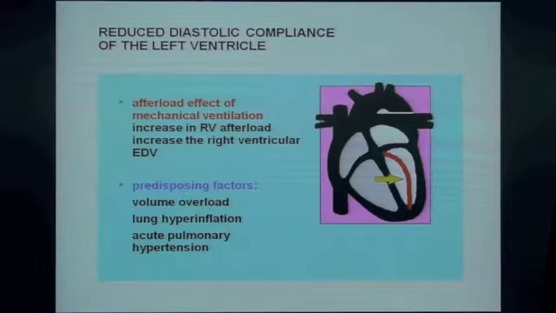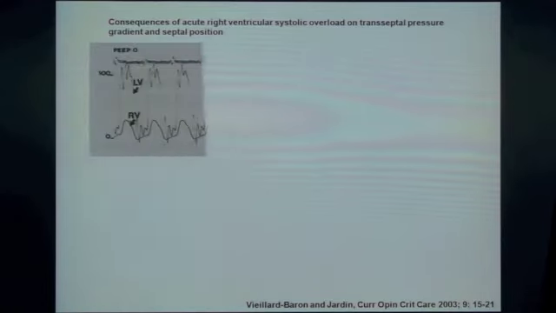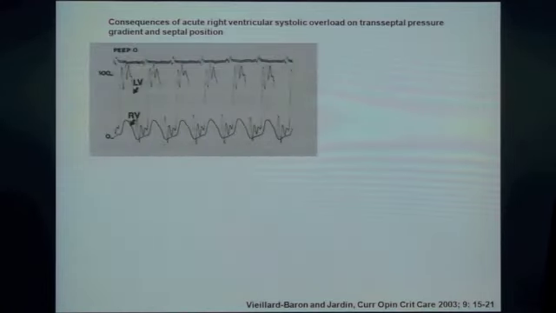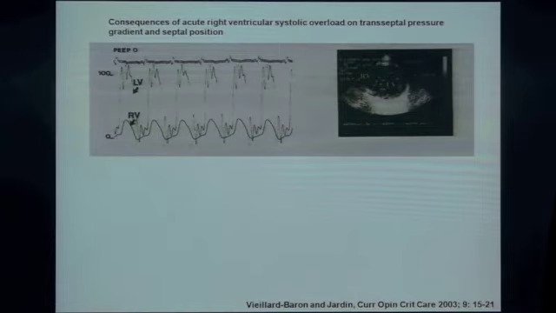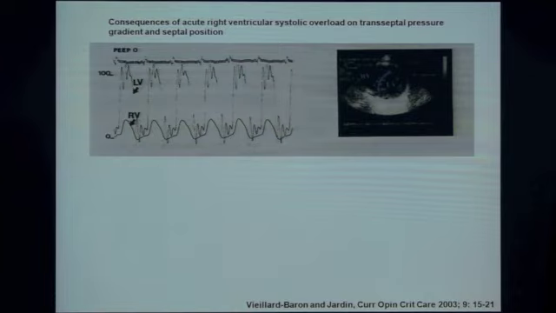The predisposing factors are not that uncommon in our patients in the ICUs: volume overload, lung hyperinflation, and also an acute pulmonary hypertension. This is not just theory, this is also data from Vieillard-Baron and Jardin. If you look at this echocardiography, and these are now the left ventricular and right ventricular curves shown here, you can see that here the septum has its normal curvature from left to right.